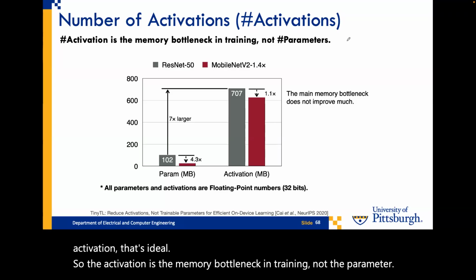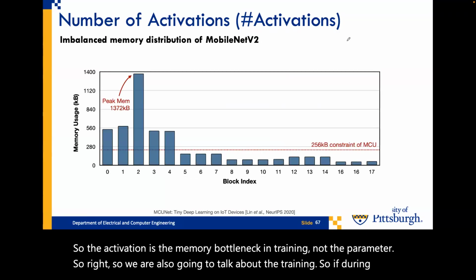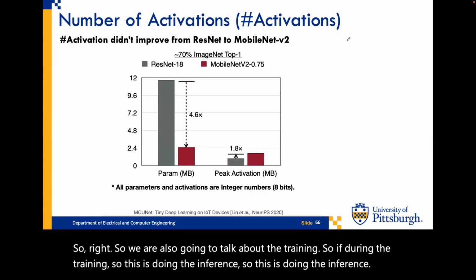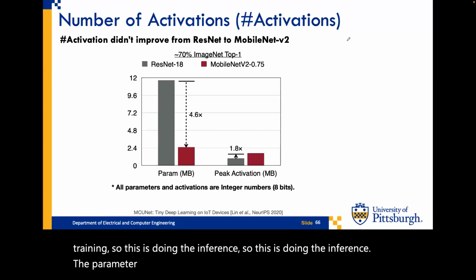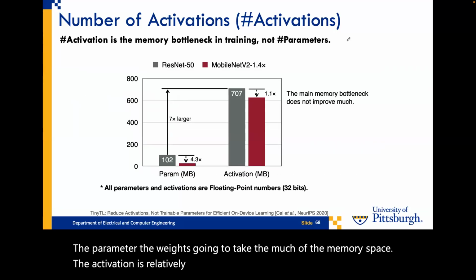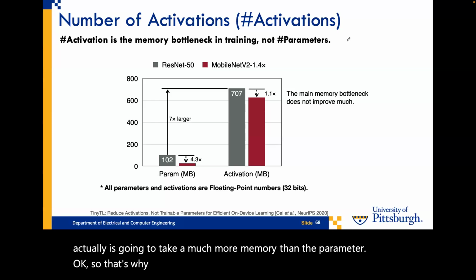We are also going to talk about training. During inference, the parameters, the weights, take much of the memory space, and the activation is relatively small. But during training, the activation actually takes much more memory than the parameters. So that's why training needs much more memory.